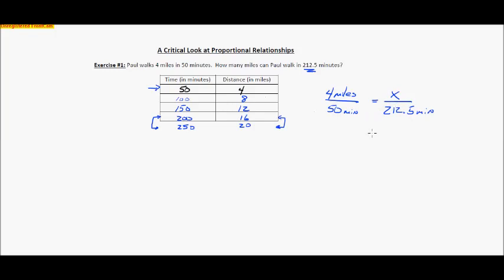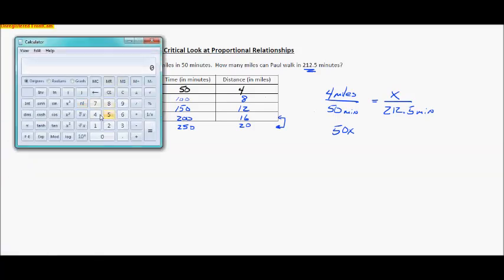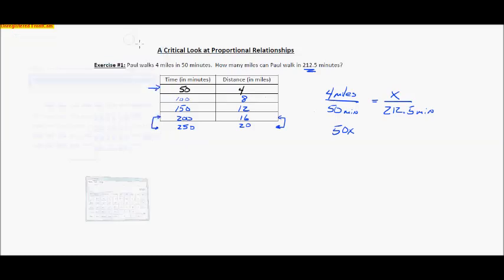So what I've done is I've set myself a proportion that will allow me to calculate how many miles he's gone in 212.5 minutes. Alright, so I'm going to cross multiply here, and 50 times x gives me 50x. And for this other one, I think I'm going to have to bring up my calculator here. So let me get the calculator on board here, and I'm going to take 4 times 212.5, and I'm going to get 850. Okay, so that's going to equal 850.